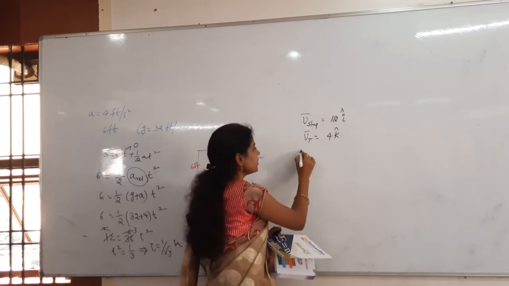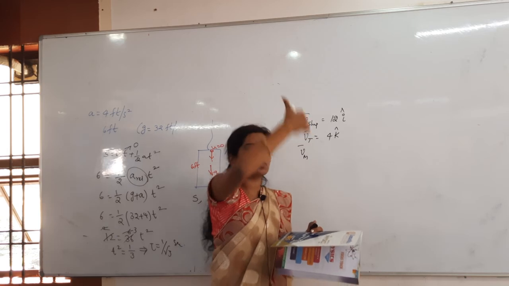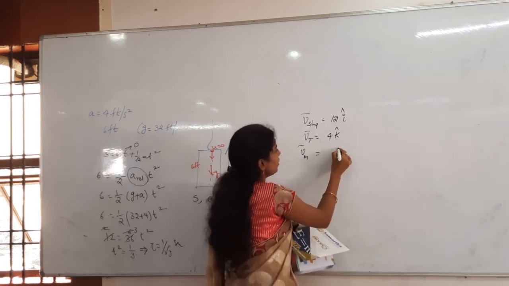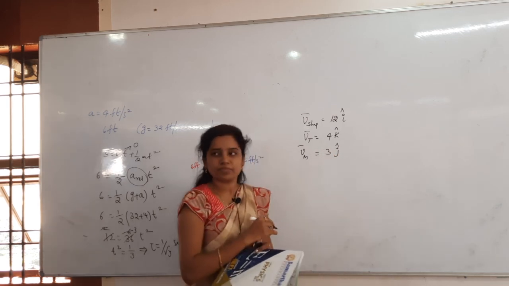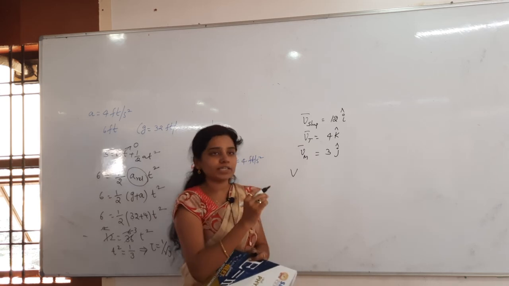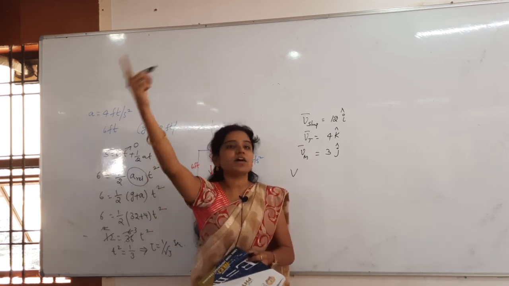Then the velocity of the monkey on the pole, it is going in the vertical direction. So how much is that? 3 j cap. Clear now? Then what you have to find out is the velocity of the monkey with respect to the person on the shore.